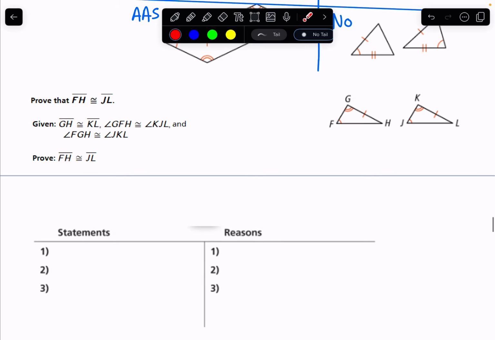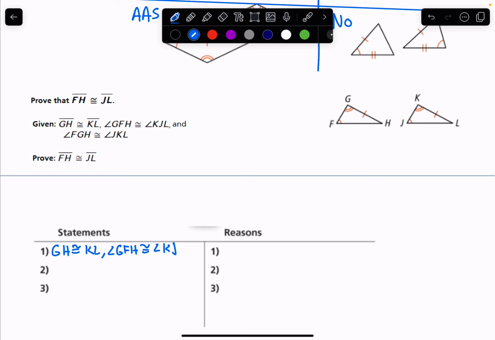We've got statements and reasons. They gave us a whole bunch of given information. So we'll take that whole bunch of given information and copy it into statement number 1. We know that GH is congruent to KL. We know that angle GFH is congruent to angle KJL, and we know that angle FGH is congruent to angle JKL, and of course all of that is given.